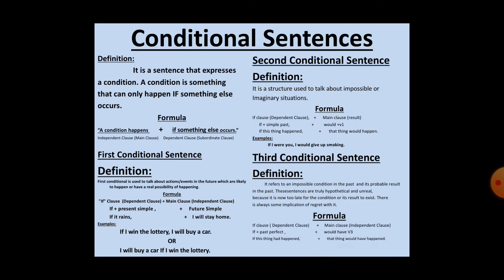So formula of this: if clause, then main clause. In the if clause we use past perfect, and in the main clause we use would have plus third form. For example, if this thing had happened, that thing would have happened. For example, if I had worked harder, I might have passed the exam. It means that I failed in the past, and the reason is that I did not work hard. Now I am saying that just because I did not work hard, I failed. If I had worked hard, then I would have passed the exams.